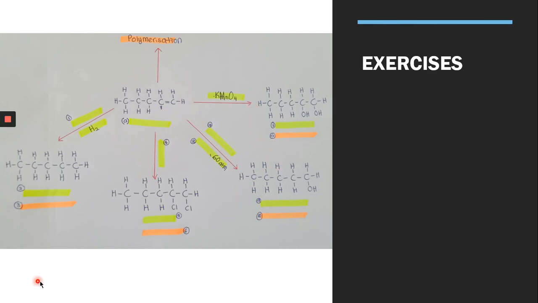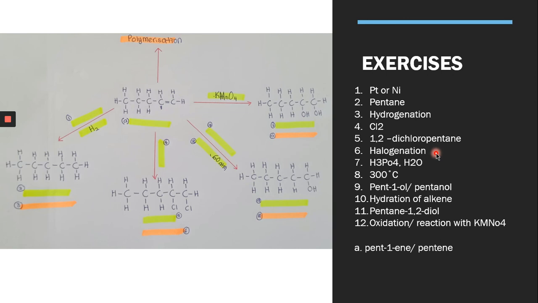So ready? Okay, so this is the answer. A few things. This one is chlorine, Cl2. For the others, you can use your own judgment, I think you understand. Alright, so that's it for alkene.